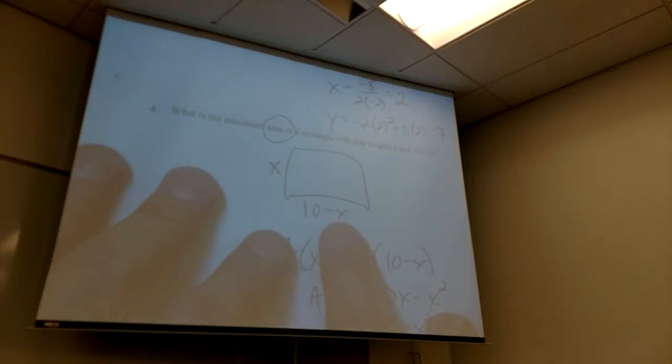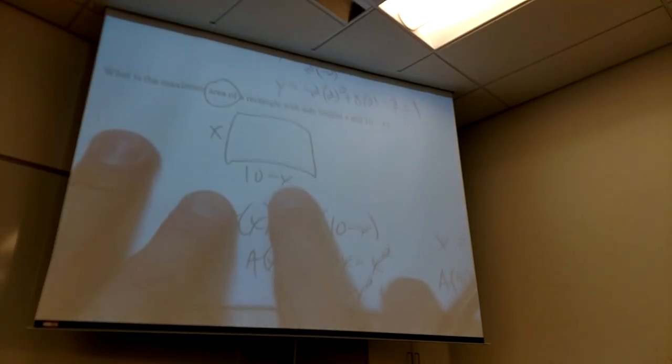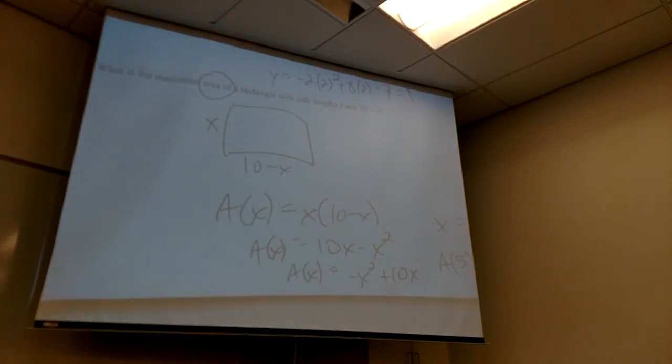I really want to make sure everybody understands what happened. The answer here was a square. So the biggest area is 25, but what would the shape be? 5 by 5. It's a square. It will always be a square if you use all your wood or whatever for all 4 sides.